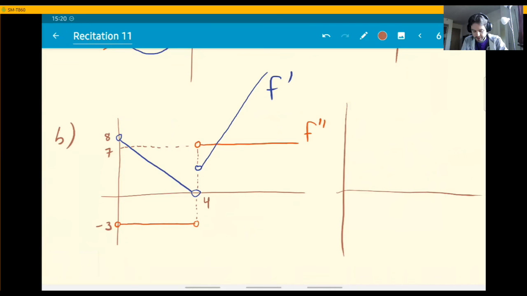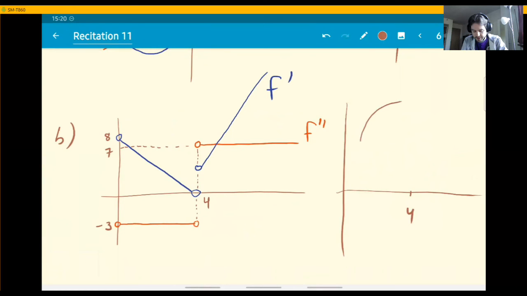Okay, what do we do here? Once again, just identify the locations where some sort of behavior change happens. And this time it's only the number 4. Between 0 and 4, the function is increasing because f prime is positive, but f double prime is negative, so it's a frown. Increasing frown like this.